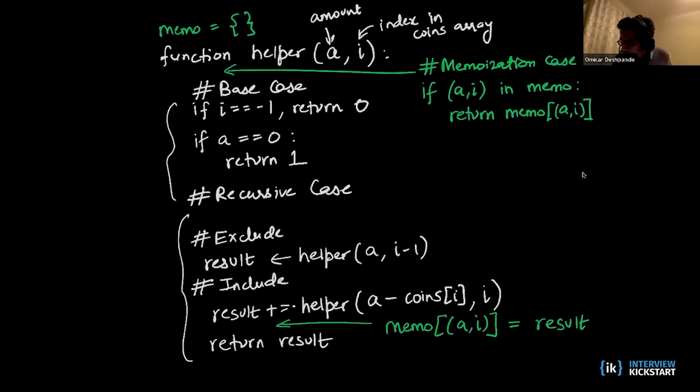We should be checking. So in the inclusion case, we should be doing that as long as A is greater than or equal to coins of I. Otherwise, we'll have a negative amount. Another way to do that is in the base case, say that if the amount is negative, then you return a zero. That's another way, if you want to avoid the check here. All right, thank you.